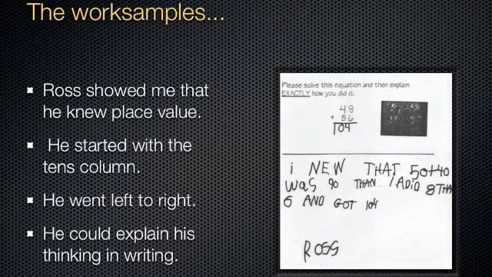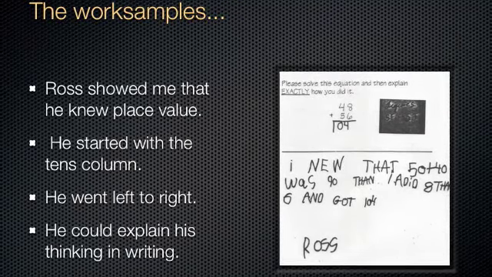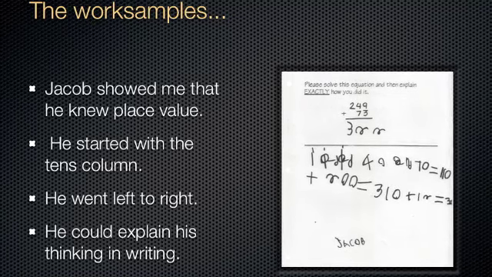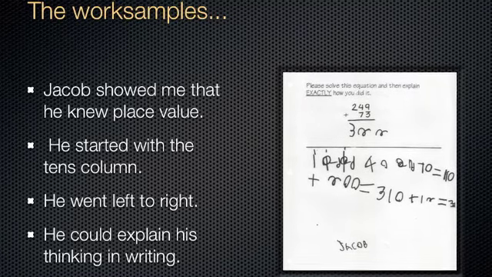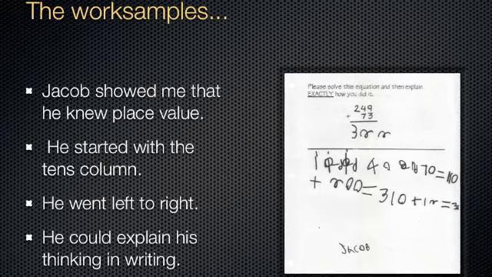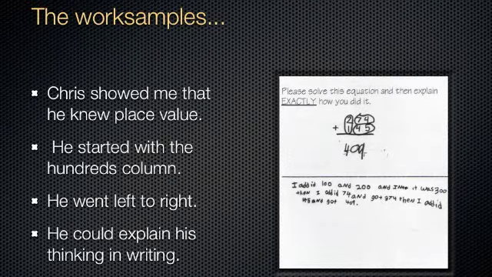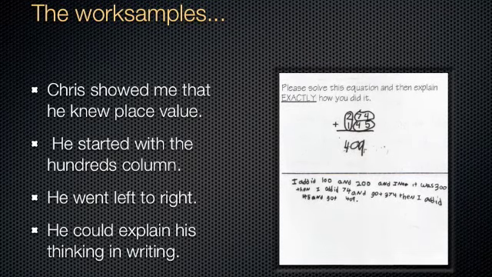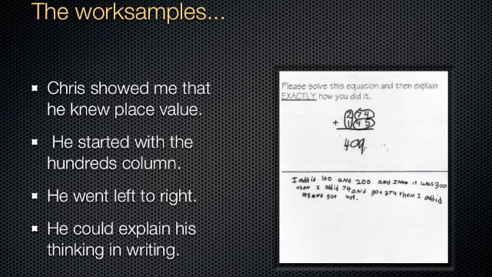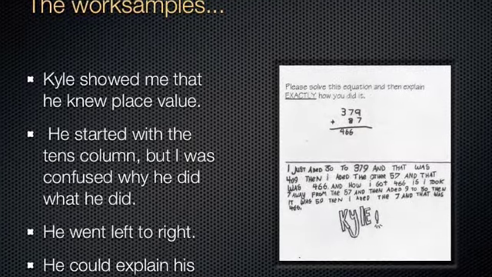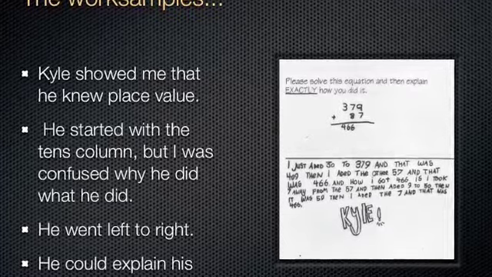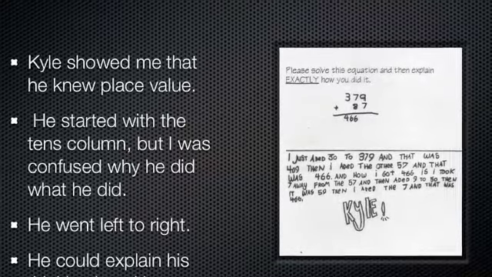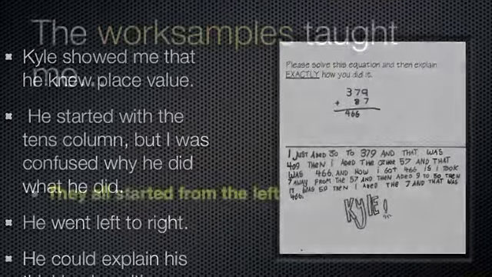Ross showed me how much he knew about place value. He started with the tens, he went left to right. Jacob also started left and showed me that he knew place value by writing a 40 and a 70 instead of a 4 and a 7. Christopher showed he knew place value as well, starting in the hundreds column. He also went left to right. Kyle always added quickly, but I was always confused by why he did things the way he did things. He always added up to make it easier for him to add quickly. He also added left to right.